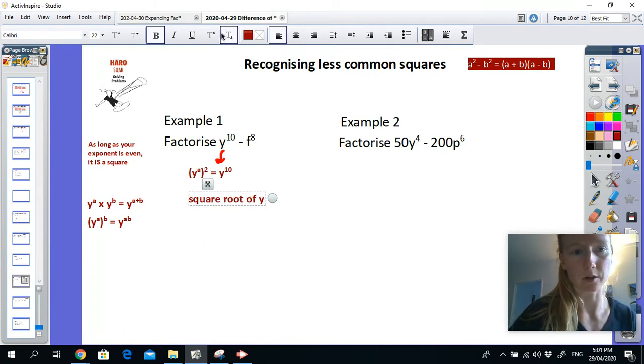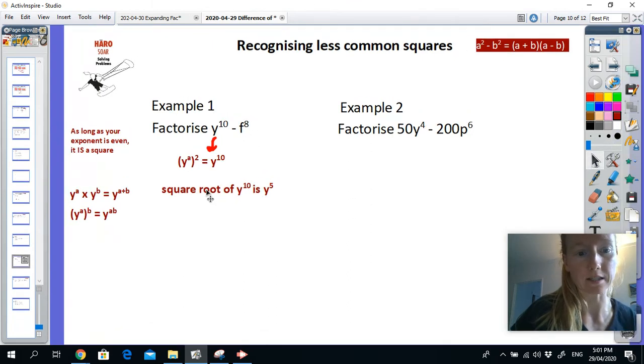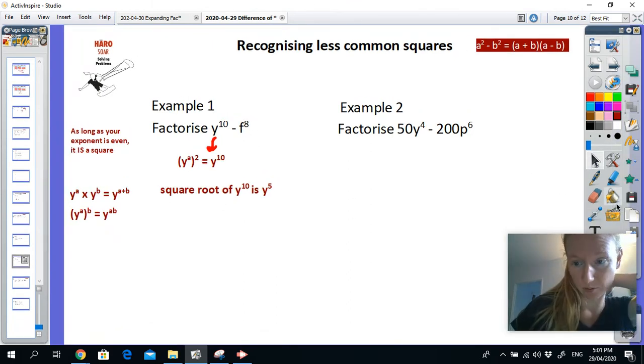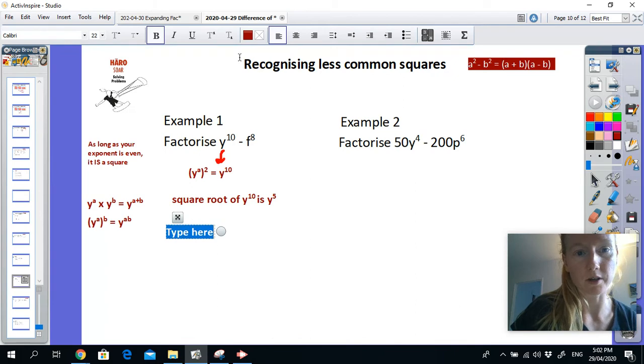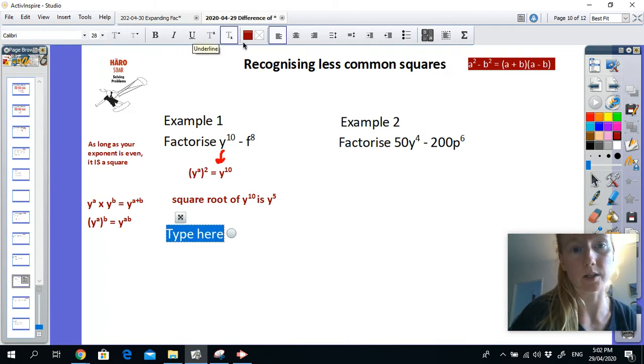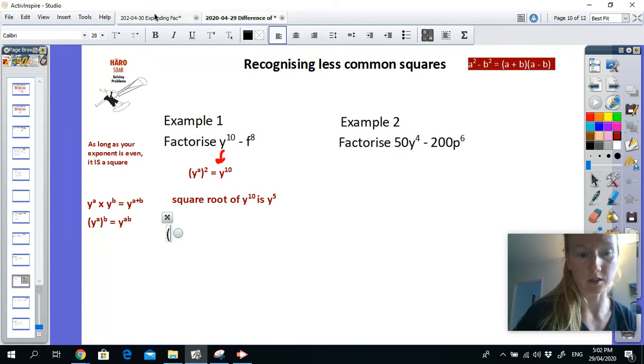So that tells us that our square root of y to the power of 10 is y to the power of 5. Quick way is that you just need to half it, okay? But the reasoning why is because of those rules of exponents. That means the square root of f to the power of 8 is going to be f to the power of 4. So straight away, once we remember those important things, we can quite quickly factorize using the difference of two squares.